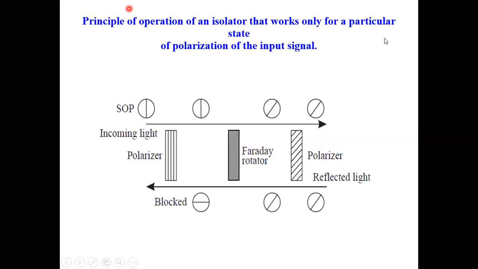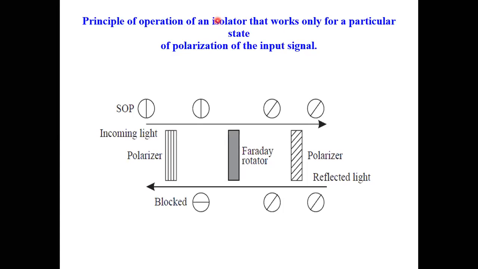So this is the principle of operation of an isolator that works only for a particular state of polarization. We had seen that there are two states of polarization, that is your horizontal polarization and your vertical polarization. This isolator will work for only one state of polarization. Means if a signal enters the isolator, it will allow only horizontally polarized wave to come out, or only vertically polarized wave to come out of it.